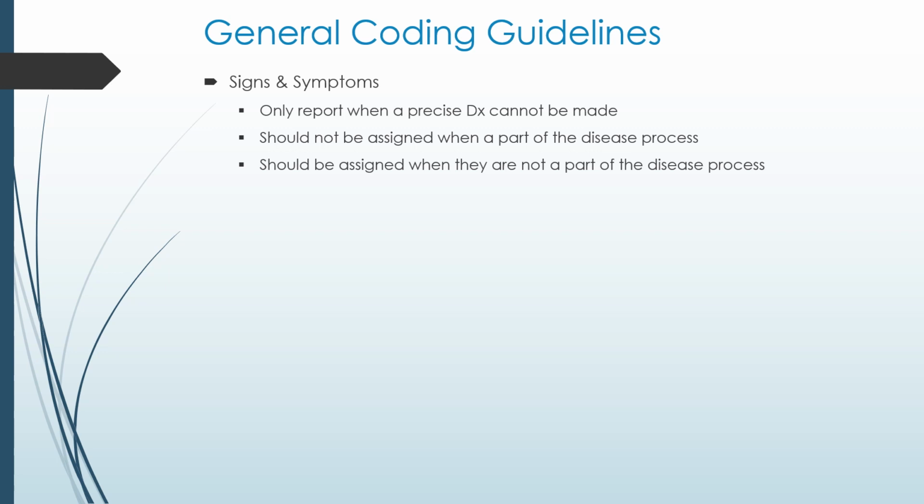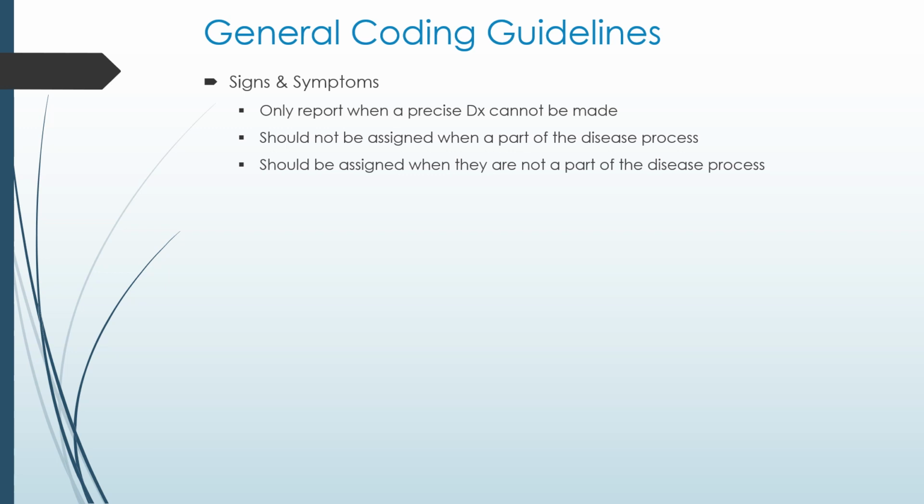Some general coding guidelines to think about when you're documenting and how we go about assigning an ICD-10 diagnosis code. Again, signs and symptoms. We will report signs and symptoms only when a precise diagnosis cannot be made. So those are instances where we're waiting for additional diagnostic testing results to come back.